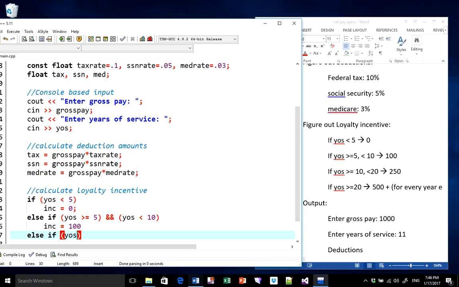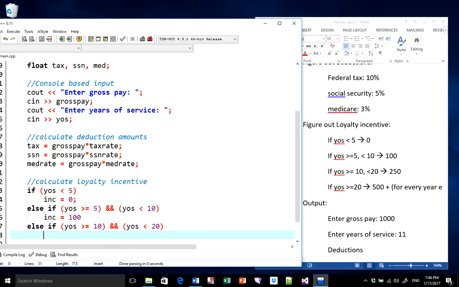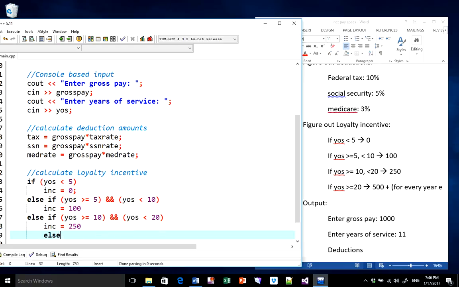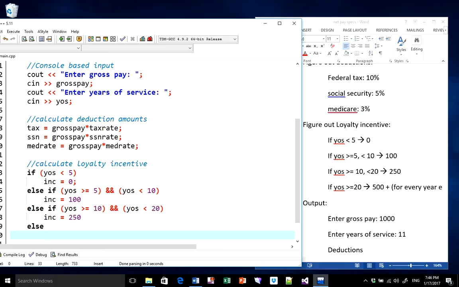Else if YOS greater than or equal to 10, what? YOS less than 20, INC equals 250. Else, you can even make it an else if. Else or else if, it will do the same thing.